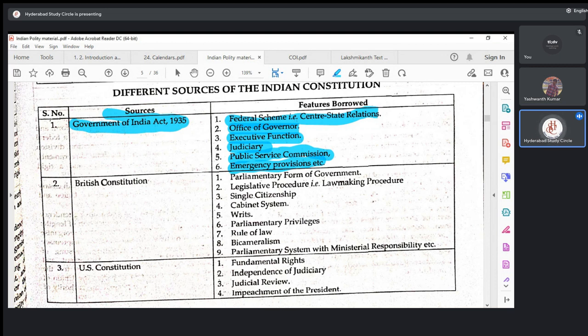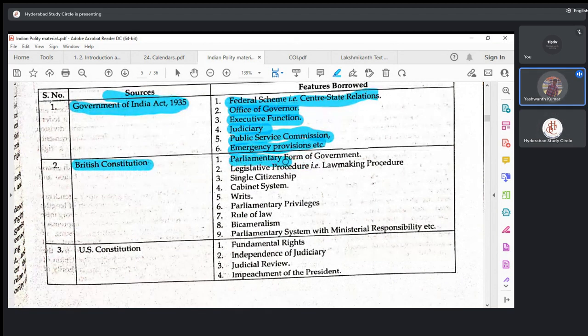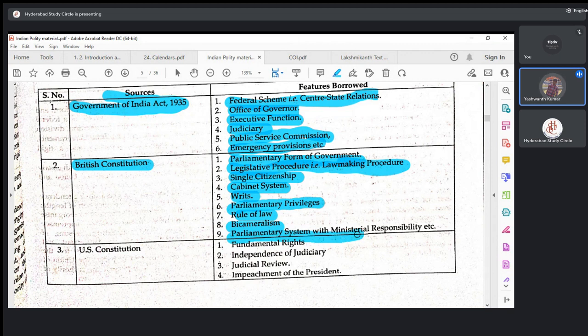We are just revising it. We have already completed this. Okay? From the British Constitution, what have we taken? Parliamentary form of government, legislative procedure, that is lawmaking procedure, single citizenship, cabinet system, writs, parliamentary privileges, rule of law, bicameralism, parliamentary system with ministerial responsibility.